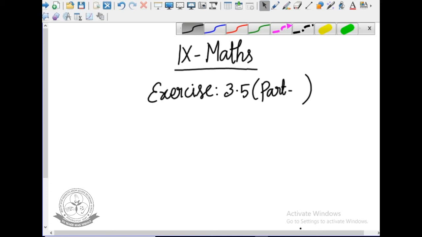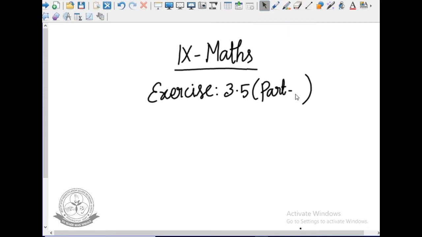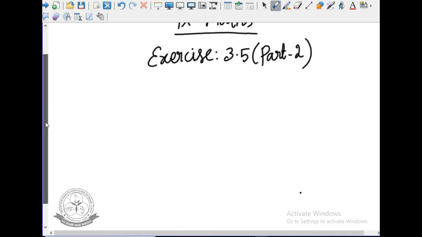Good morning students. Today we are going to see about exercise number 3.5 part 2. In this exercise we have already completed the first two sums. Today we are going to start from question number 3. Before that we should know some factorization identities. Factorization using identity.